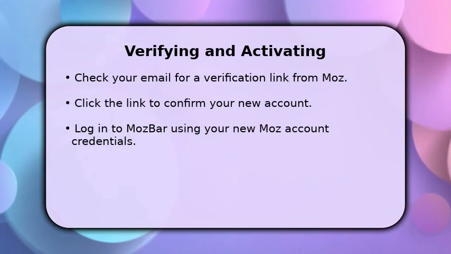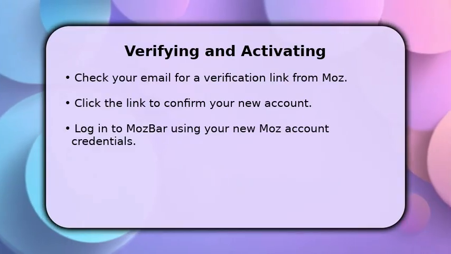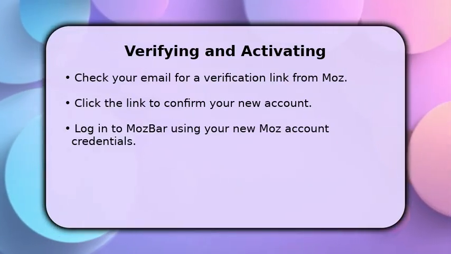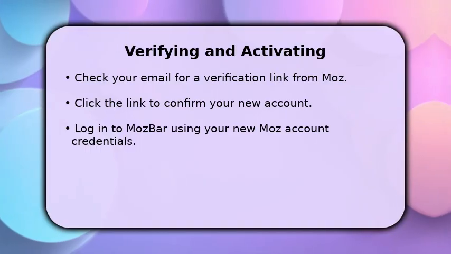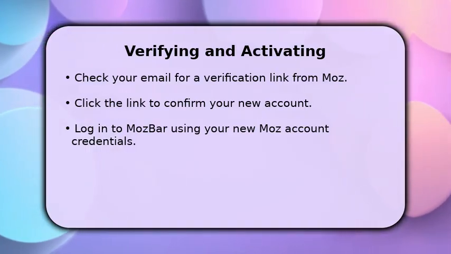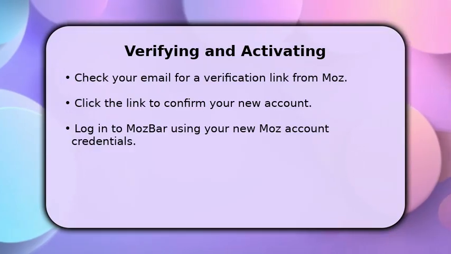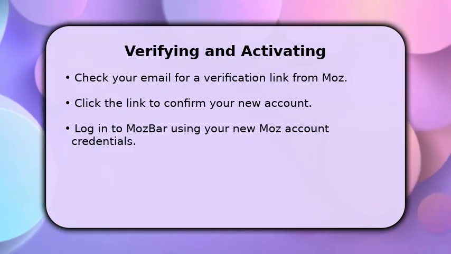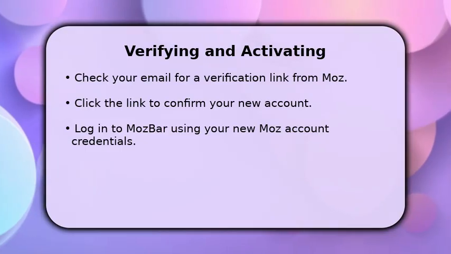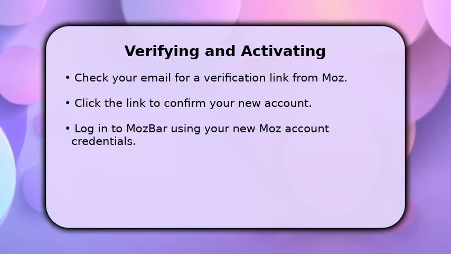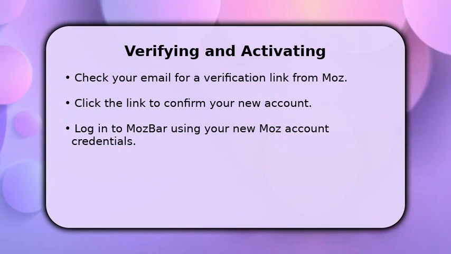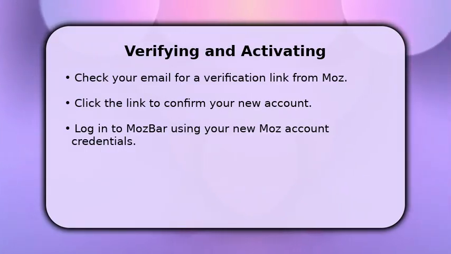The final step involves verifying your new Moz account and logging in. Look for an email from Moz containing a verification link. Click it to confirm your registration. Once verified, return to your browser, click the MozBar icon again, and log in using your newly created Moz account credentials. With these steps completed, your MozBar will be fully activated, providing instant SEO insights as you browse.